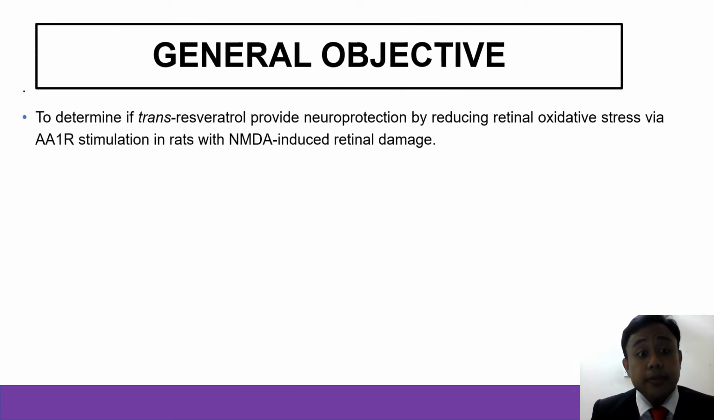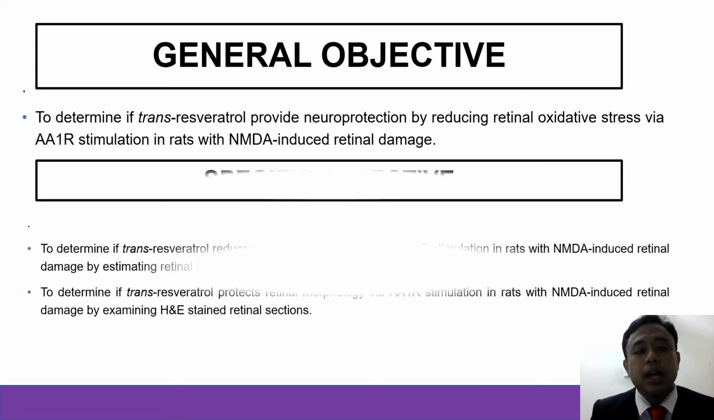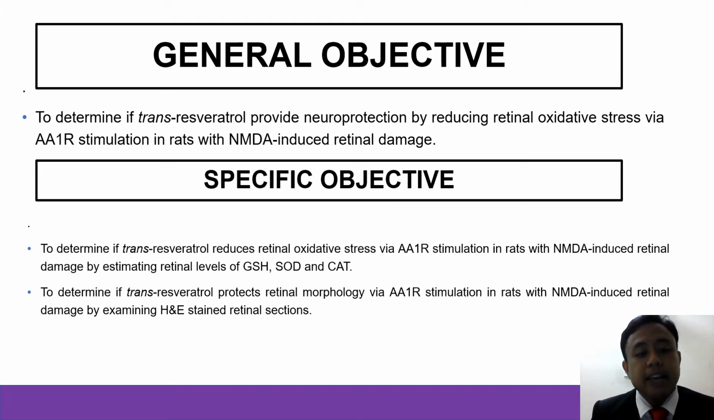My general objective is to determine if TRANS-RESVERATROL provides neuroprotection by reducing retinal oxidative stress via adenosine A1 receptor stimulation in rats with NMDA-induced retinal damage. My specific objectives are to determine if TRANS-RESVERATROL reduces retinal oxidative stress through adenosine A1 receptor stimulation in rats with NMDA-induced retinal damage by estimating retinal levels of GSH, SOD, and CAT, and to determine if TRANS-RESVERATROL protects retinal morphology via adenosine A1 receptor stimulation by examining the H&E stained retinal cells.